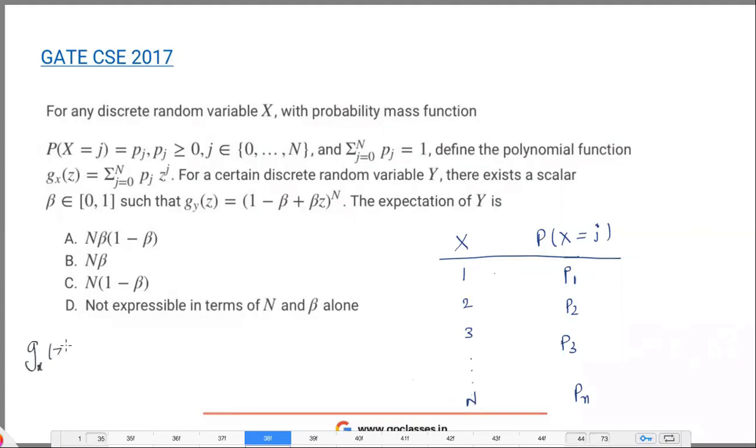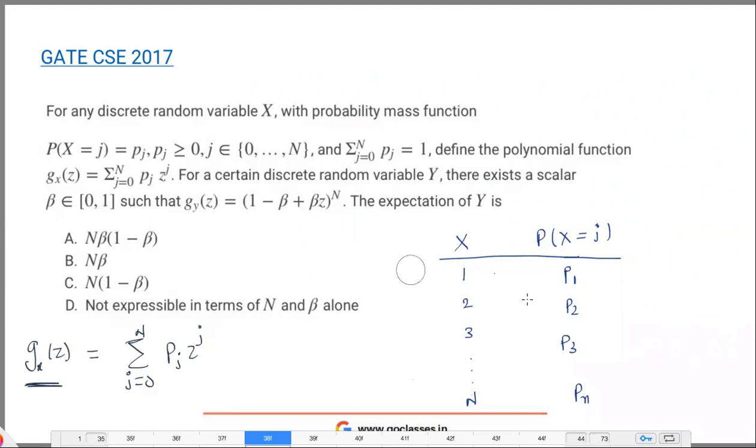They have defined some function gx(z), which seems to be the sum for j equal to 0 to n of pj z to the j. Okay, for a certain discrete random variable y, there exists a scalar beta between 0 and 1, such that for variable x they have defined this, and then they have also defined for variable y this. So they have defined gy like this.